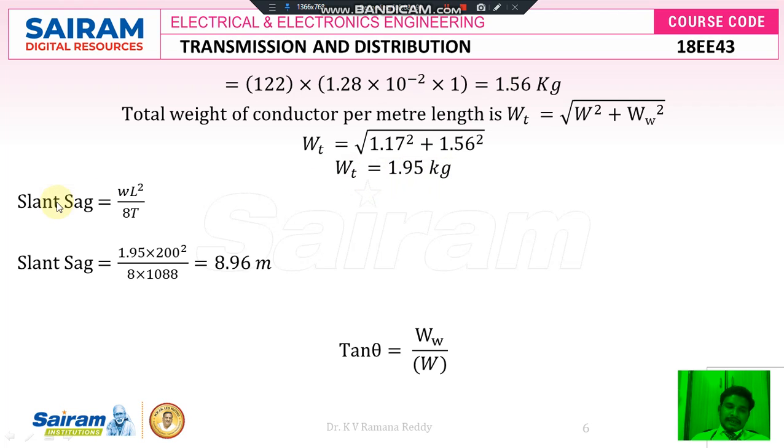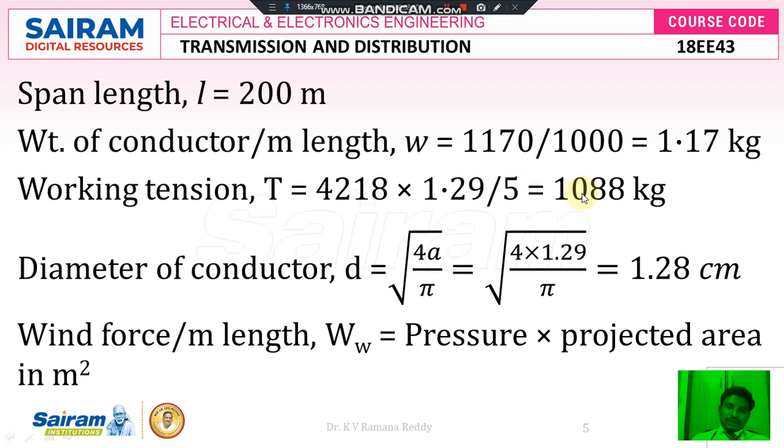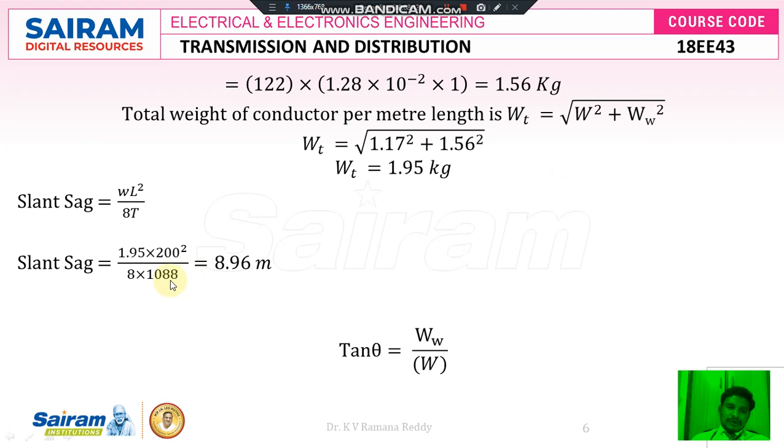Then the slant sag. We know the formula: sag S is equal to WL square by 8T. I am substituting all the data here: sag S is equal to W, which is 1.95, into span length L equal to 200, as given, so 200 whole square divided by 8 into tension. The tension on the conductor, capital T, is 1188 kg. So 1188. Finally the slant sag we got is 8.96 meters.